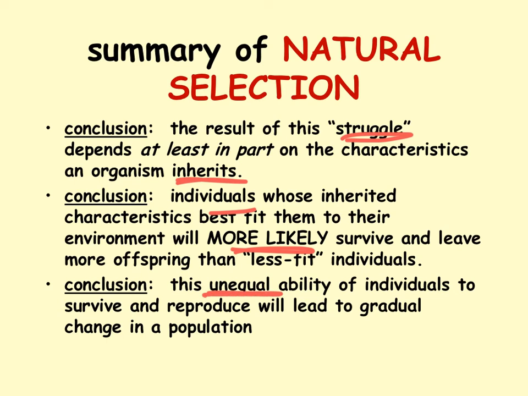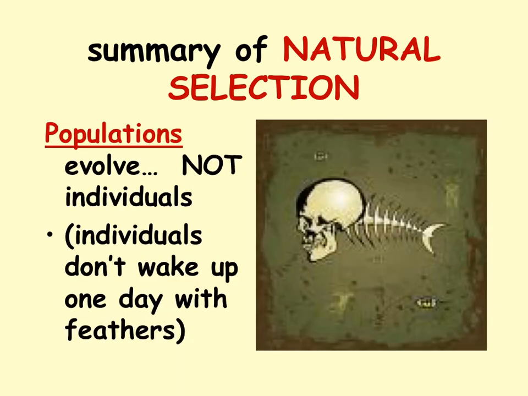This unequal ability of individuals to survive can lead to gradual change in a population. So whatever conditions are actually selecting for certain traits, whatever traits give an individual a better chance at surviving are more likely going to help them survive and be passed on to the next generation. It's extremely important to know that we're talking about science, nothing beyond science. And science is talking about the evolution of populations.